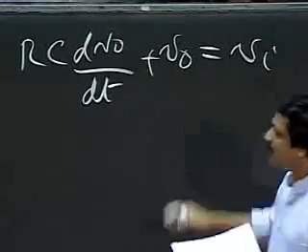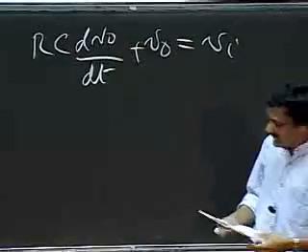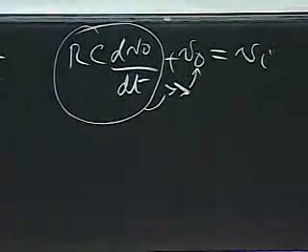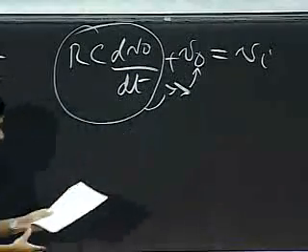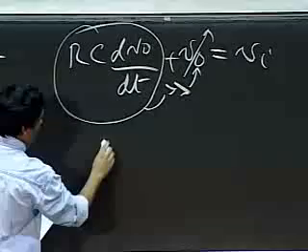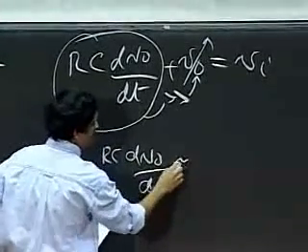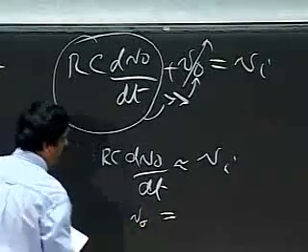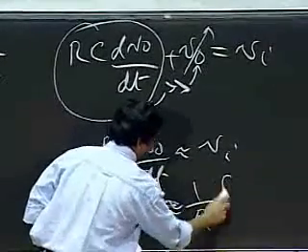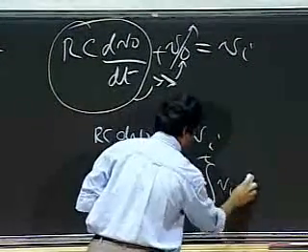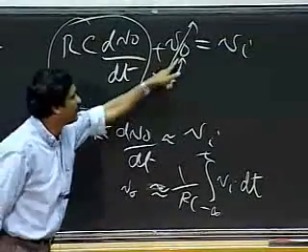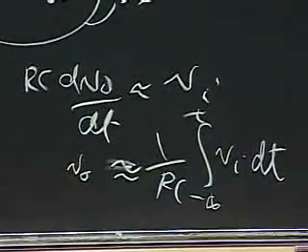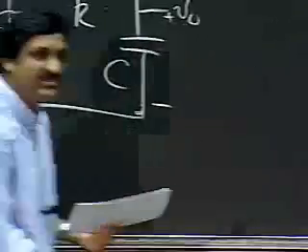Now, it does turn out, if we just wrap up on this wild goose chase that we went on, that if this term here is much bigger than that term, then I can ignore that term and write down RC dV0 by dt more or less equal to VI. So if that were true, then V0 would be more or less equal to 1 by RC integral of VI dt. If this were true for all time, then VO would be integral of VI dt. Again, remember, this is all a wild goose chase. Just write down WGC there, just so you don't get confused.